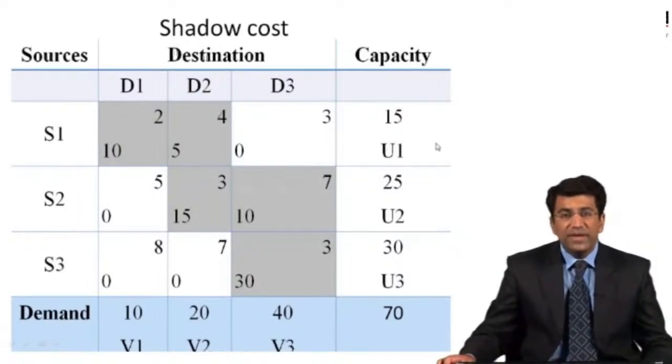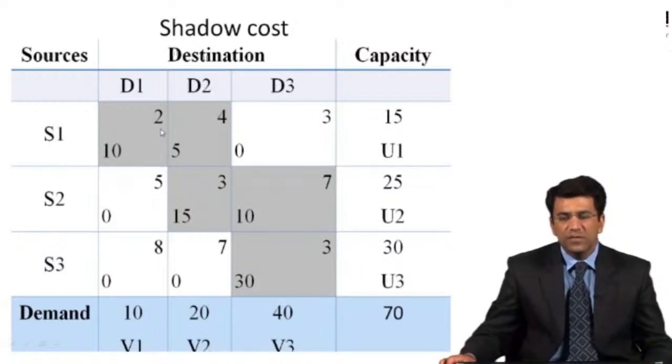So what we will do, we will make the different equations. That is, now this is the row u1 and this is the column v1. So we can make an equation that is u1 plus v1 is equal to this cost, that is the per unit cost at this particular cell, that is 2.